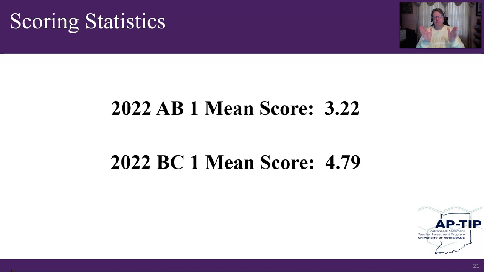So I hope the video certainly helps you with a little bit of the scoring nuances for AB/BC 1 for the 2022 exam. And whether you're a student or a teacher, you can always look back through the video to take a little bit more careful look at the relationship between the actual rubric and the work that the student did.